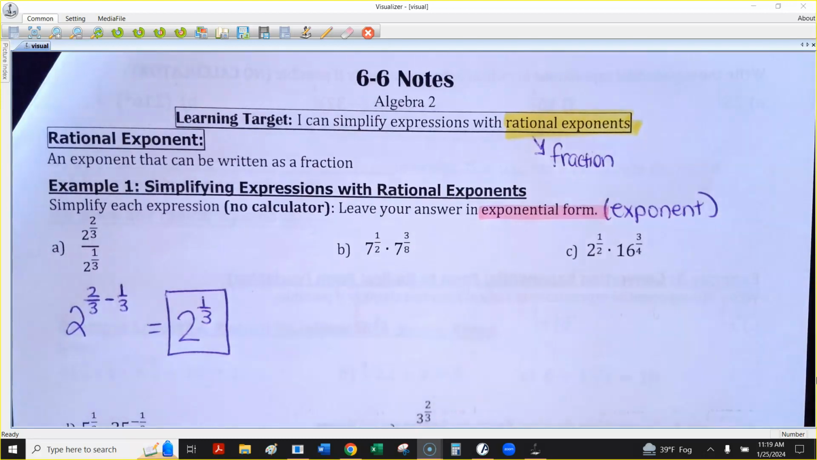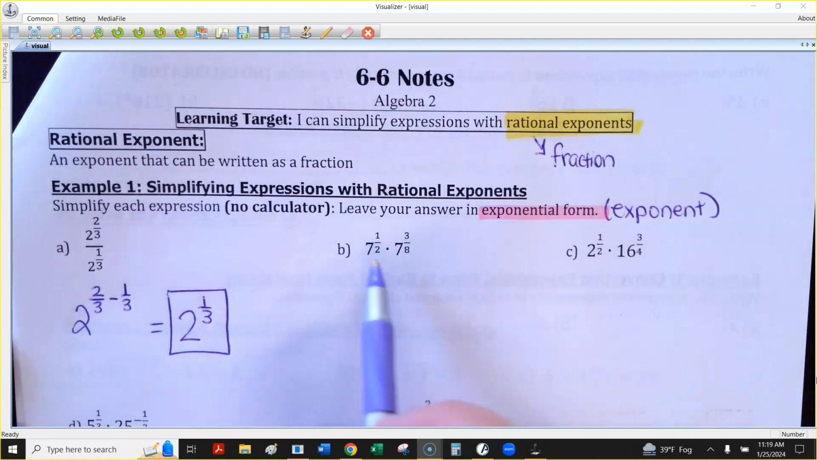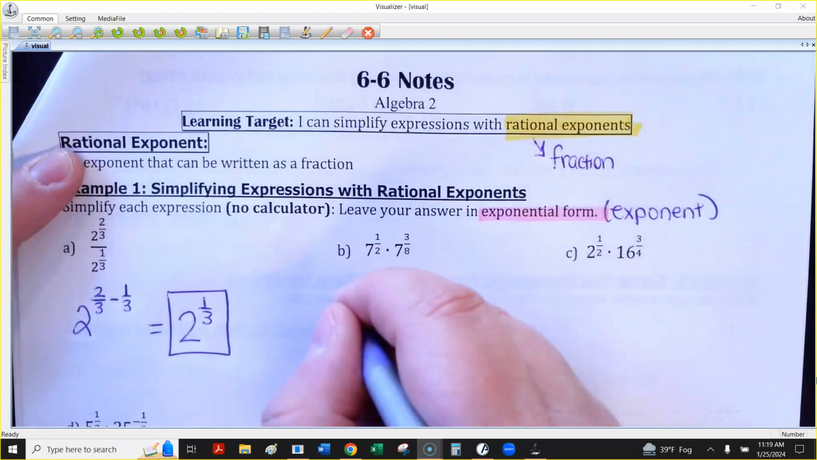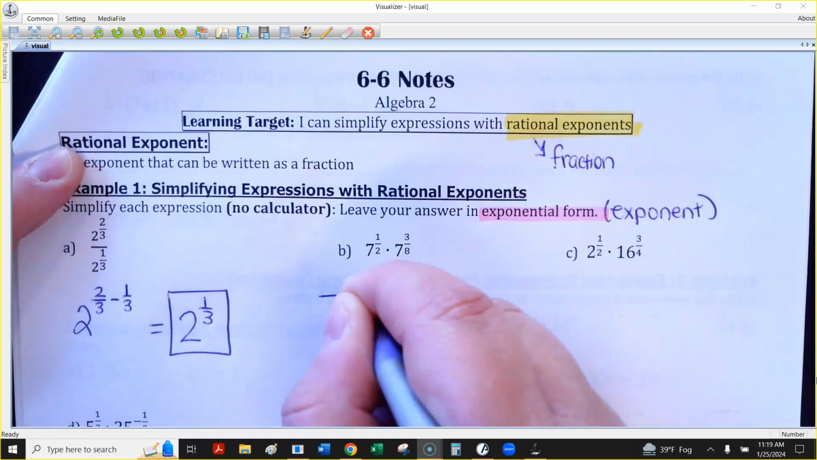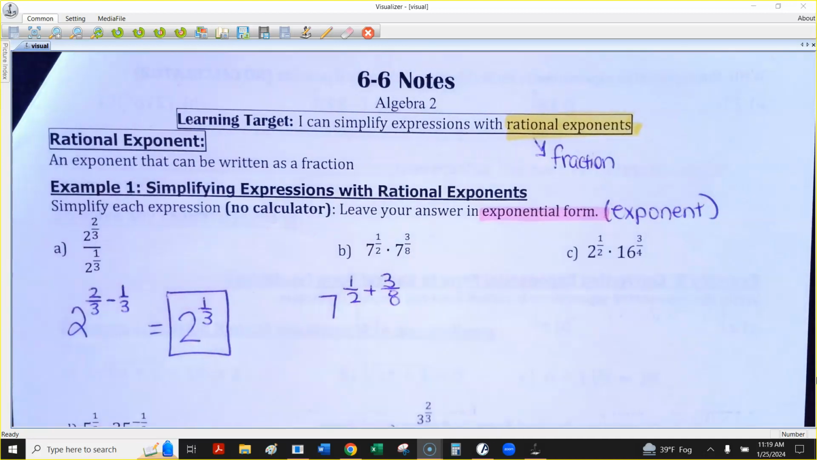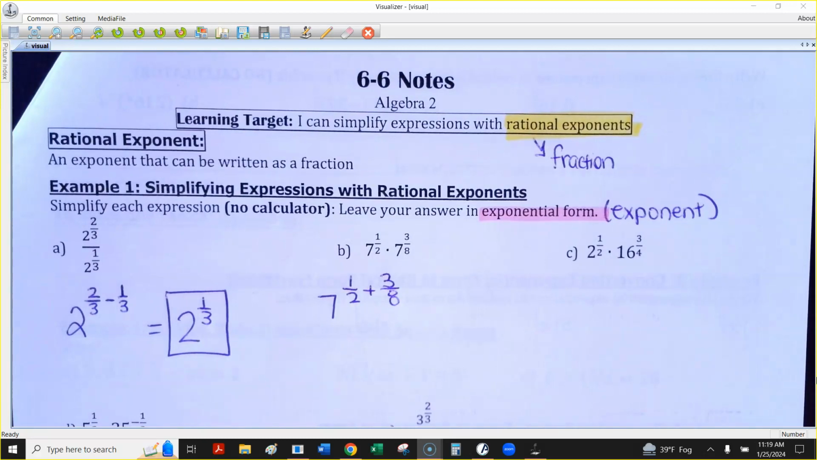Okay, now this one will be a little trickier. So I'm going to multiply like bases. My bases are both 7, so we're good to go there. And if you multiply like bases, then we're going to add the exponents together. So I'm going to take 1/2 plus 3/8. The one really tricky part there, if I'm adding fractions or subtracting fractions, we do have to have a common denominator. So see if you remember how to do this. How would I get a common denominator between 1/2 and 3/8? Or what would you do? Anybody remember? What do you think?